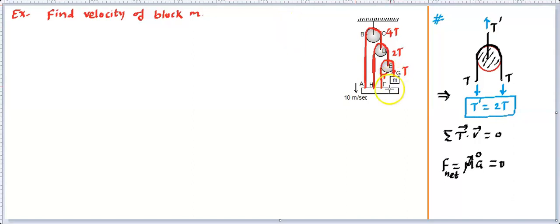Now you can draw the two separate figures, one for this m, another for this bigger one, and we can see what the tensions are and what the velocities are. We can draw them separately, or we can see from there as well. Now let's talk about this one. This has a velocity downwards, so let's say this velocity is v1. v1 is given as 10 meter per second, right?